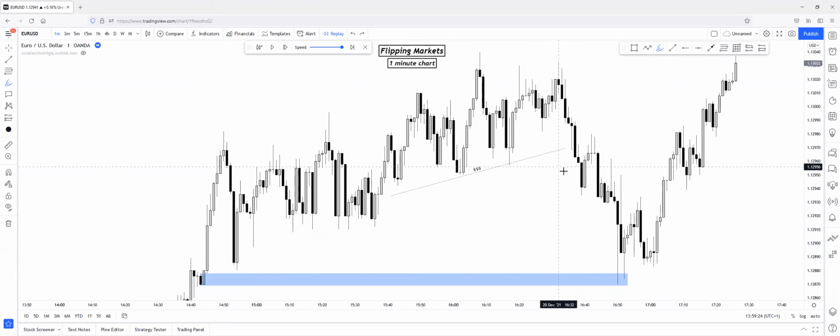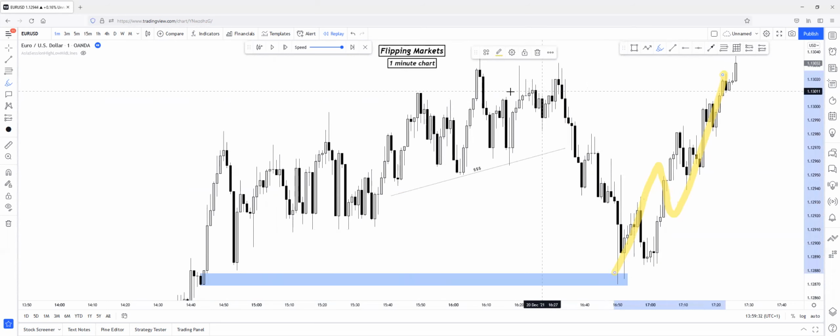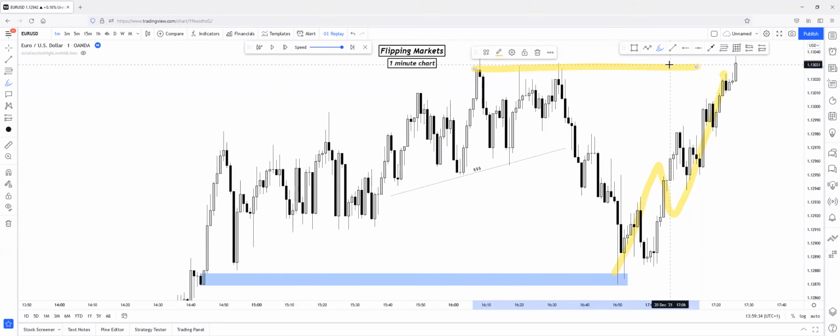So as you can see, this is what happened. Price tapped into this zone. After the tap, it immediately reversed and started to form a series of higher highs and higher lows again to continue the overall bullish order flow.